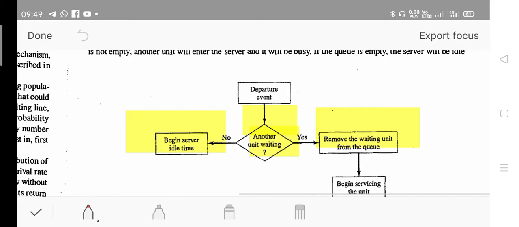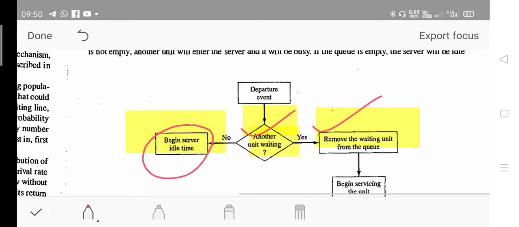It will continue till the last customer of the queue. So if there is no more customer in the queue, then the cashier will be in idle state. That is what is indicated here: begin server idle time, when another person is not waiting.